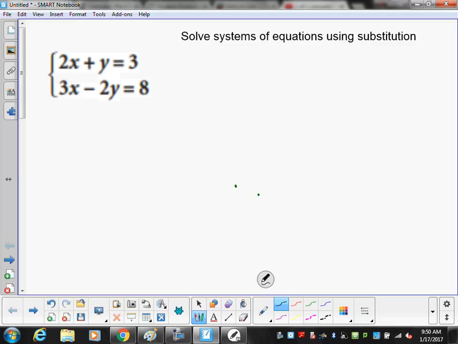So, first one. Solve the system using substitution. It's 2x plus y equals 3, and 3x minus 2y equals 8.